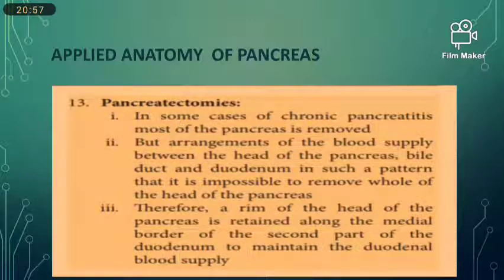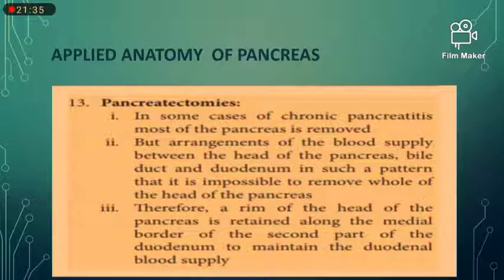Next, last but not the least, in some cases of chronic pancreatitis most of the pancreas is removed, that is pancreatectomy. But the arrangement of the blood supply between the head of the pancreas, bile duct and duodenum is in such a pattern that it is impossible to remove the whole of the head of the pancreas. Therefore, a rim of the head of the pancreas is retained, especially for blood supply.